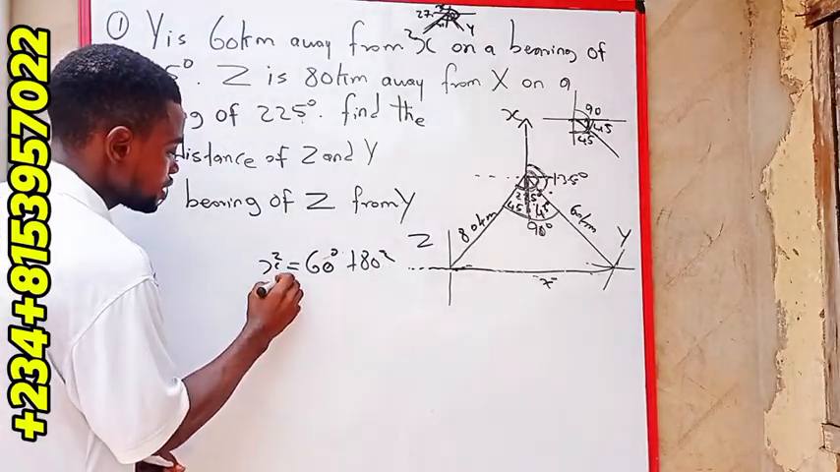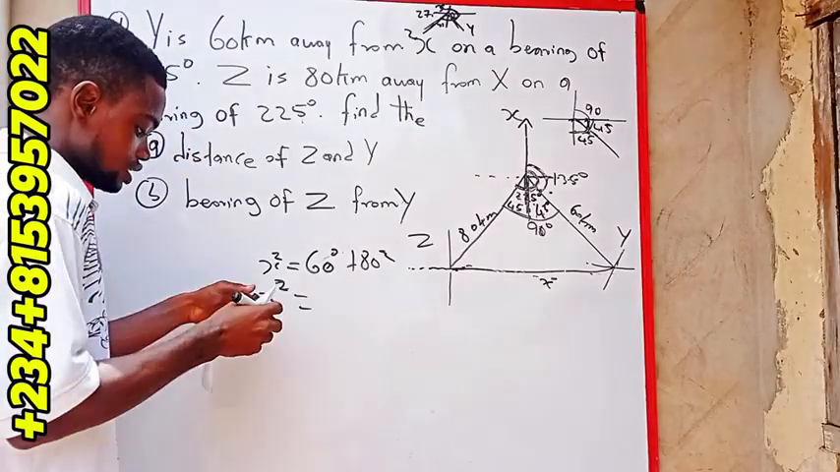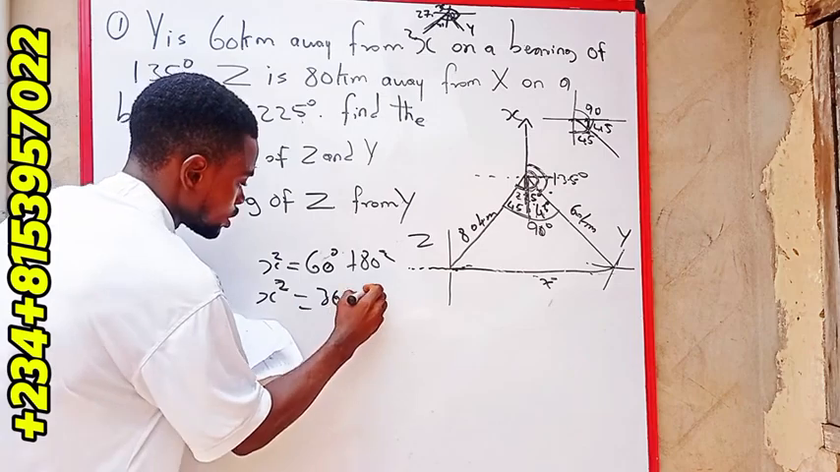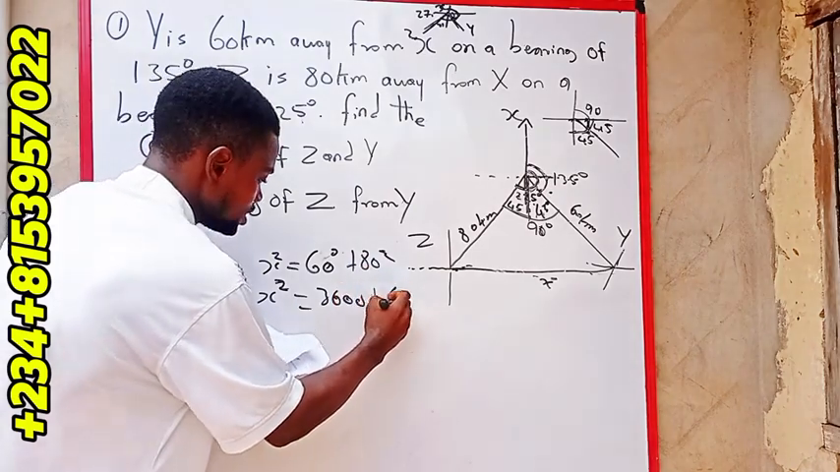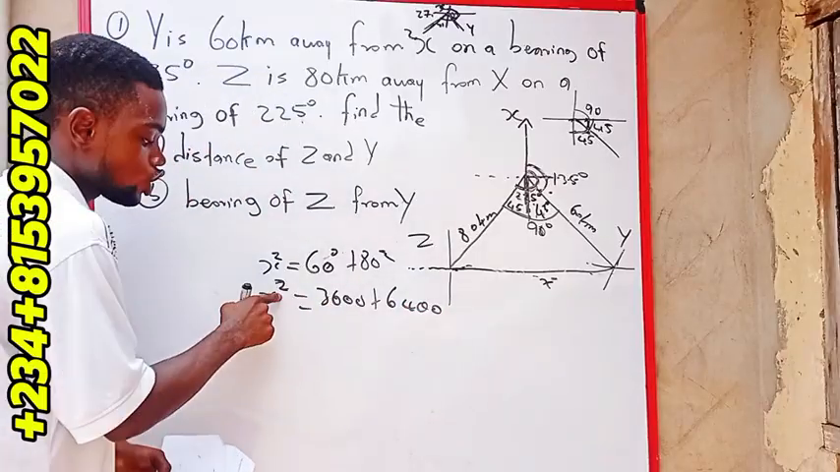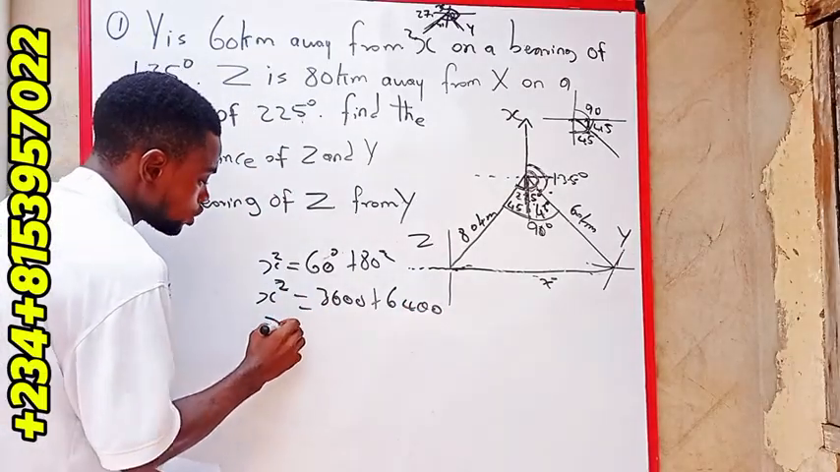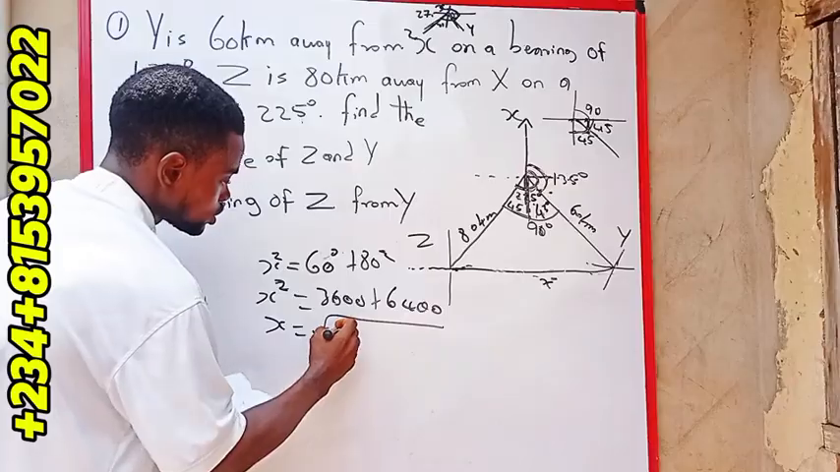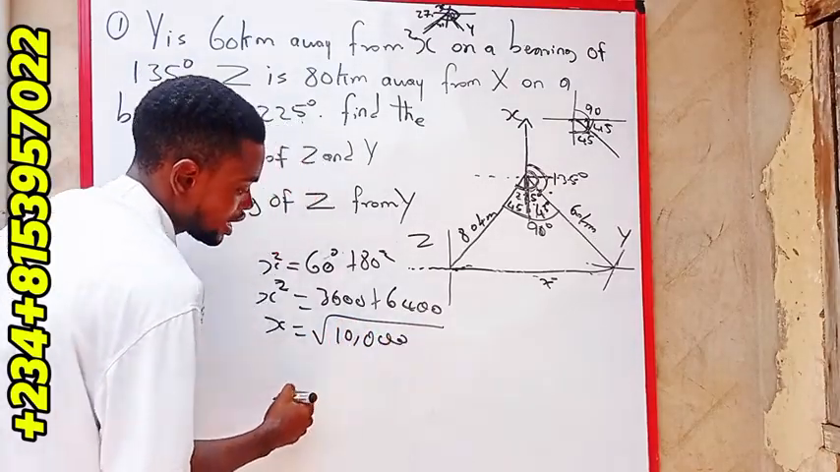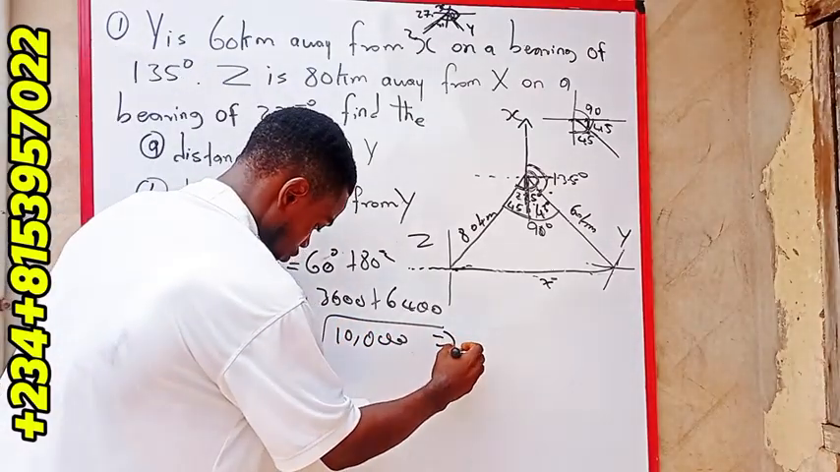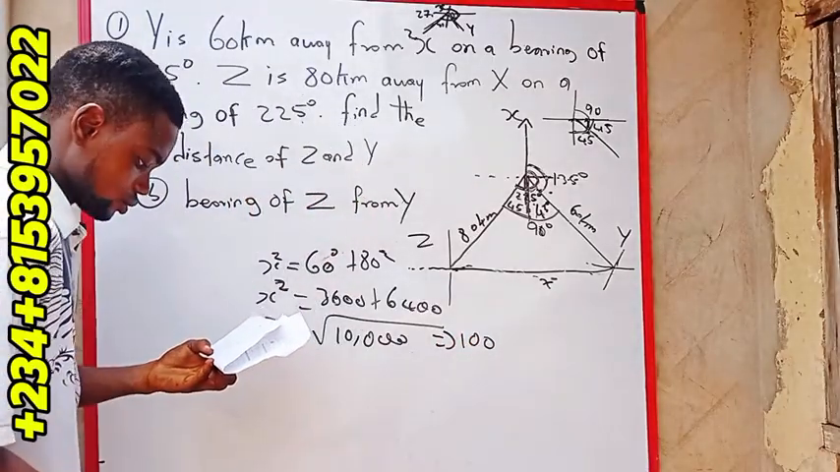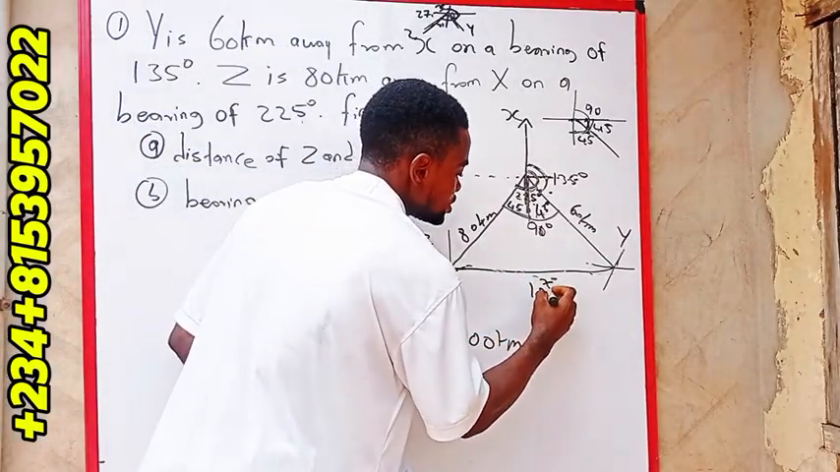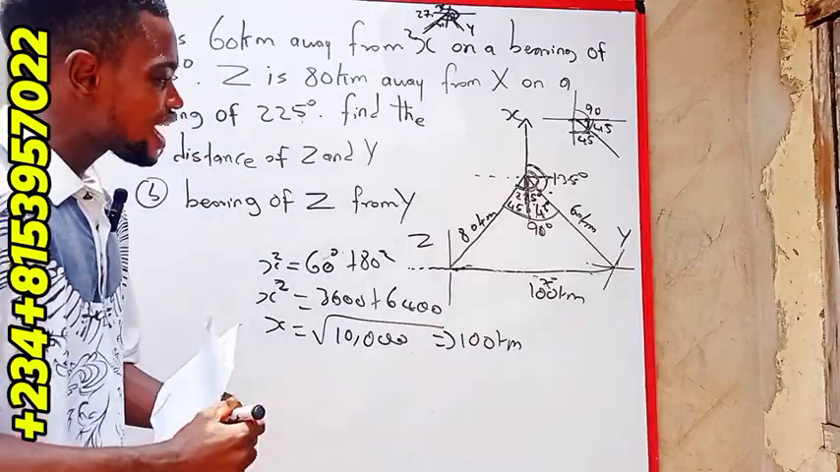Are you getting it? Now, S square is equal to 60 square, which is 3,600, plus 80 square, which is 6,400. Now, because we're looking for S, not S square, you need to root both sides. What is this plus this? If you add this plus this, you're going to get 10,000. Now, the root of 10,000 is going to give you 100. So this S now is 100 kilometers. You see how easy and sweet it is?